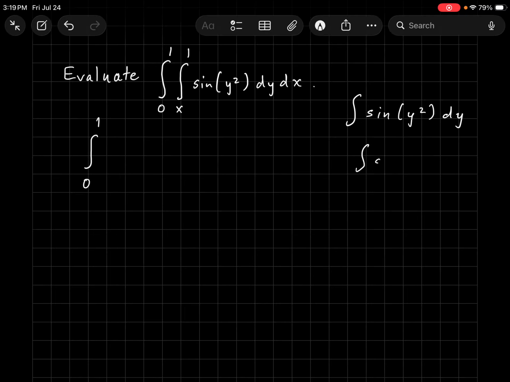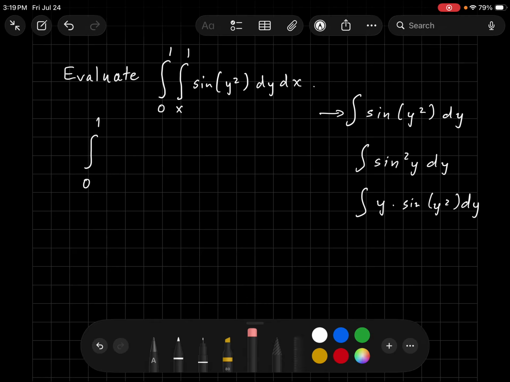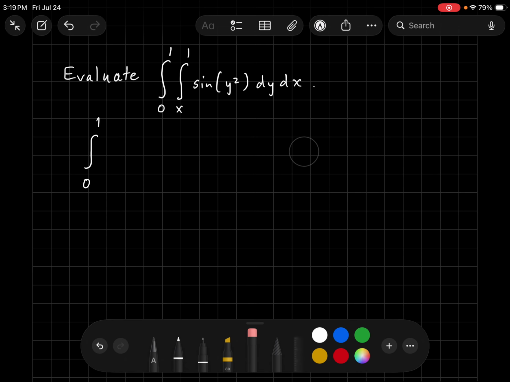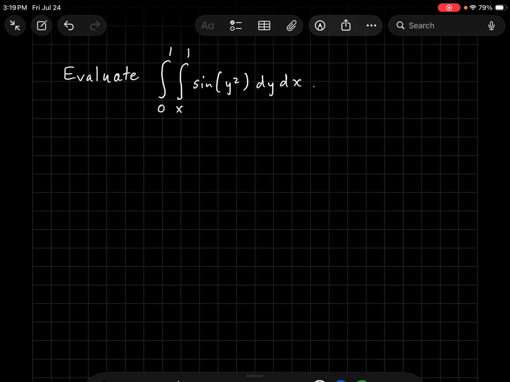Now I know how to integrate the sine squared of y, and I know how to integrate y times the sine of y squared, but how do we do this one? Well, I'm not really sure. So let's do something else. What I end up with is an integrand that's either impossible to solve or really difficult to solve, or maybe we just don't have the techniques yet. But what if we were to draw this region and then change the order of integration?